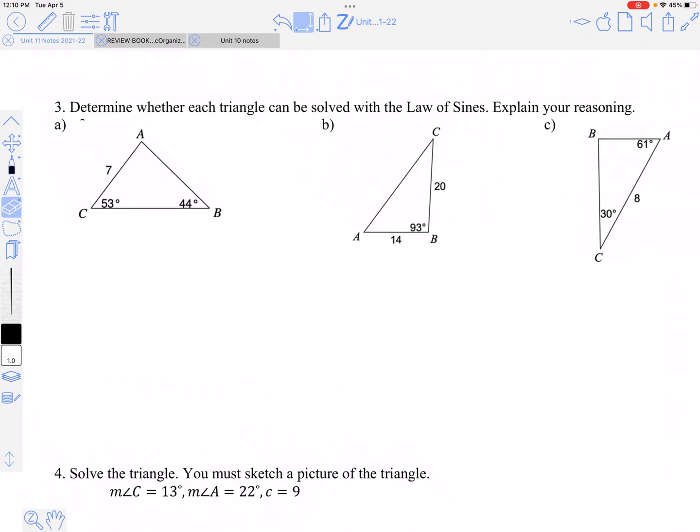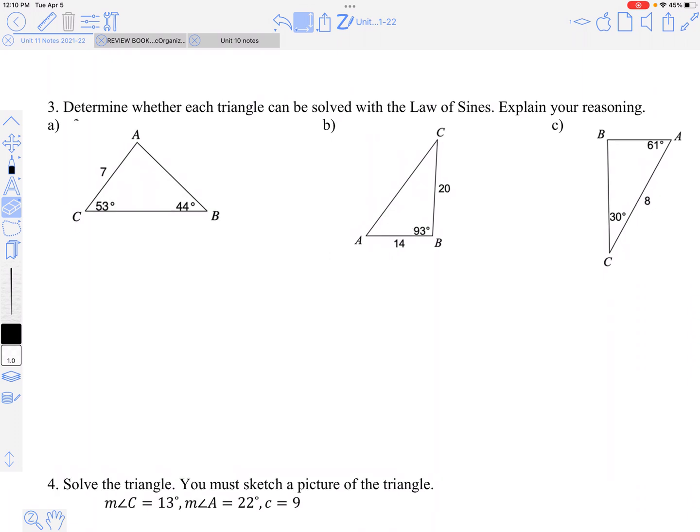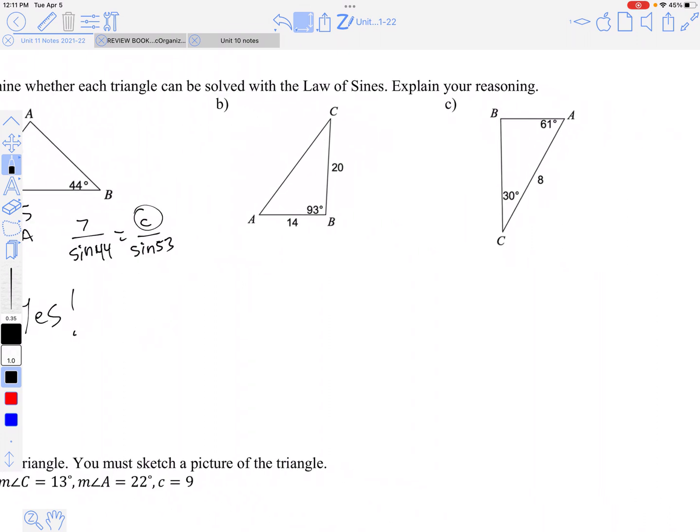Okay, number 3, do a few more. Again, I suggest you pause this and look at it and go over it. On number 3, we have angle, angle, side, or you can reverse it, side, angle, angle. If I try to set this up, can I find other pieces? I can do 7 over sine 44 equals c over sine 53. I only have one unknown, so it'll work. So AAS, SAA, it works.